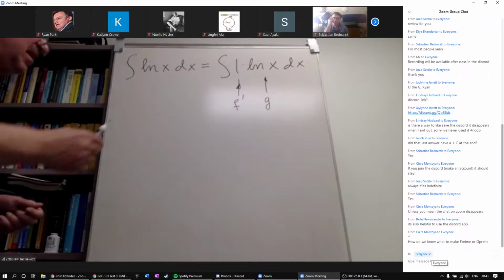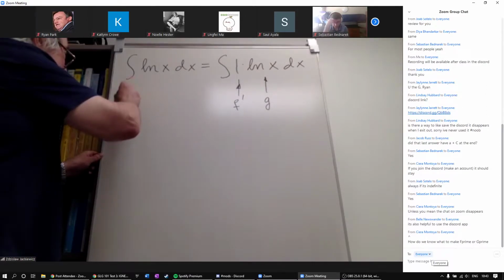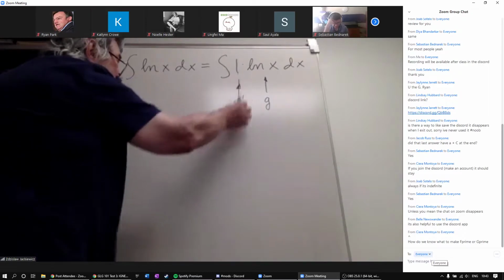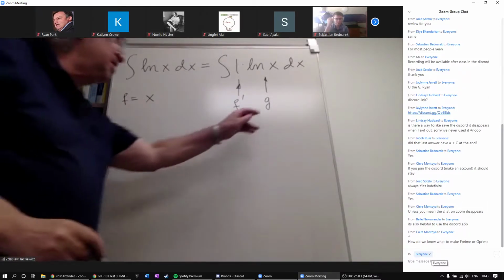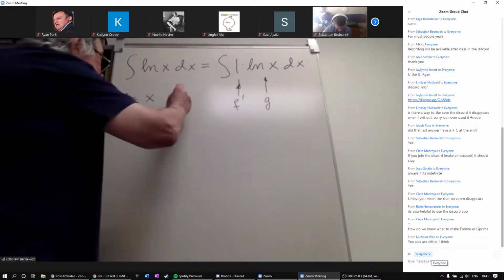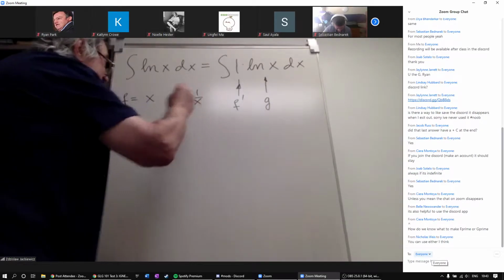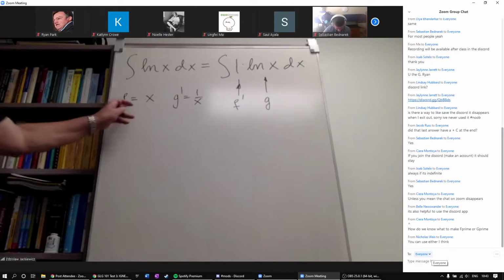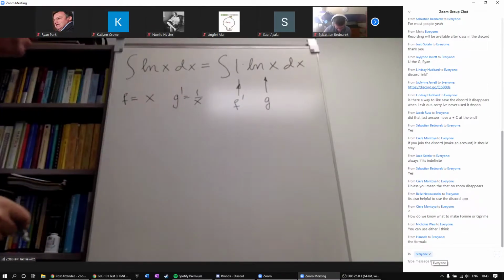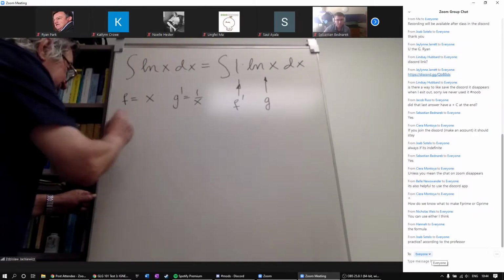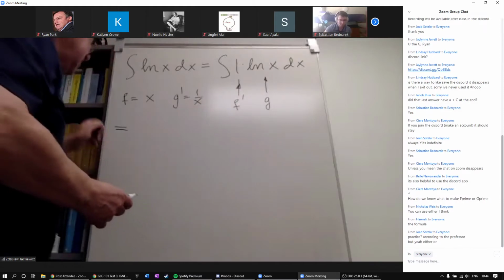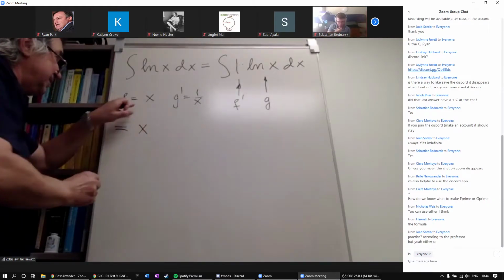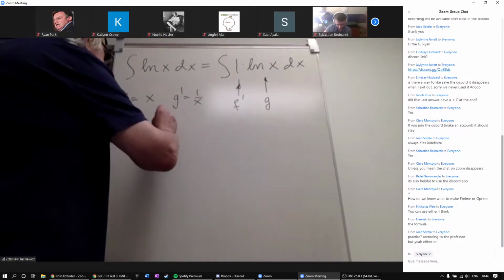Maybe, since this is the second example, let's write everything here. What is f? Of course, if f prime is 1, f is x. And if g is ln of x, g prime is 1 over x. Usually you do those computations in your head, but let's put everything here. So now let's use the formula for integration by parts. Integral f prime g is fg first. Well, f is x, and g is ln of x.